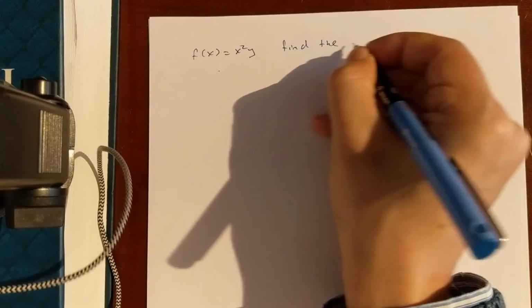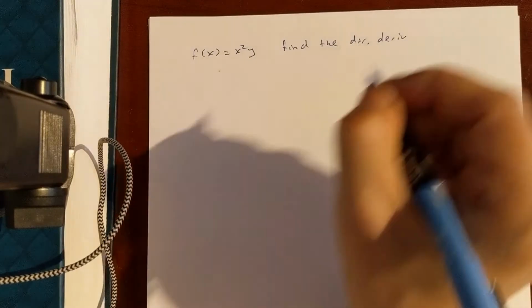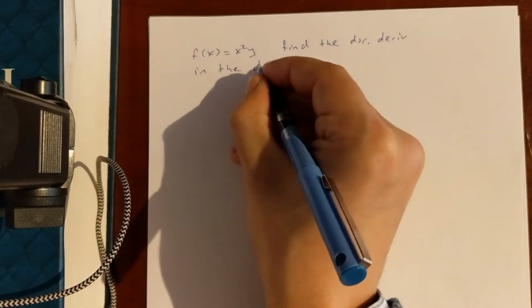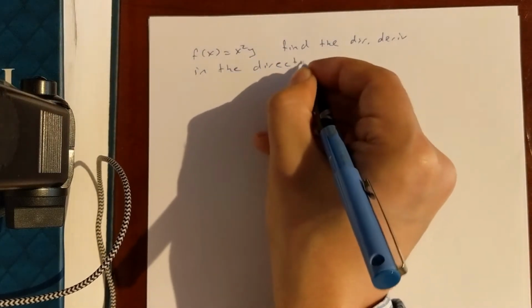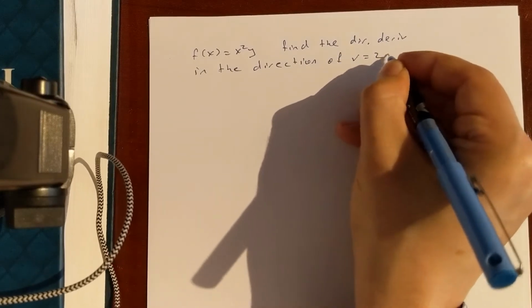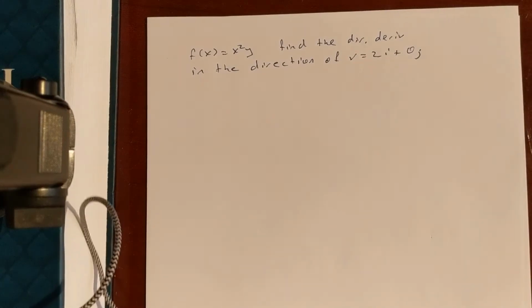Find the directional derivative in the direction of v equals 2i plus 0j. So it basically just has an x component. It doesn't have a y component.